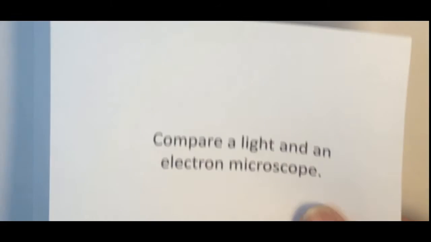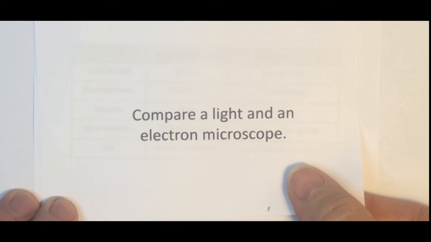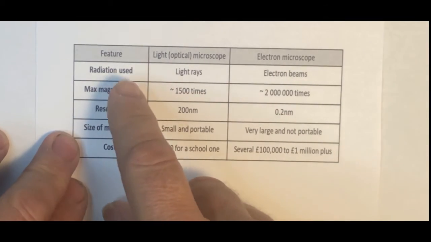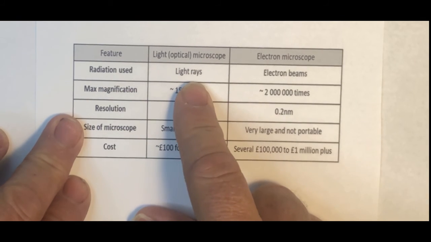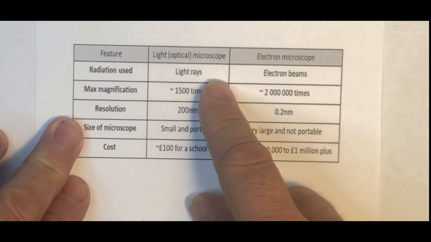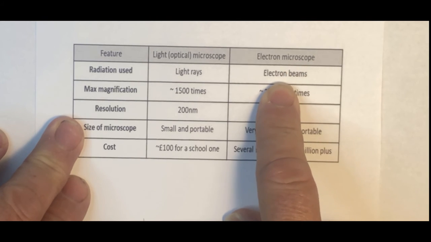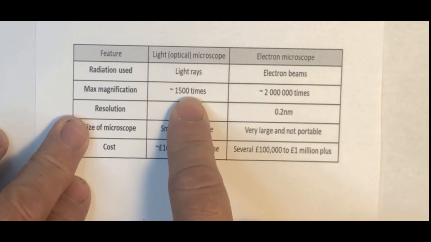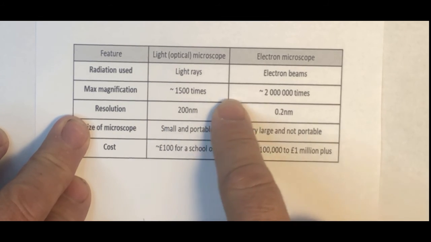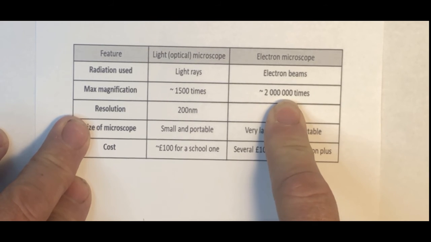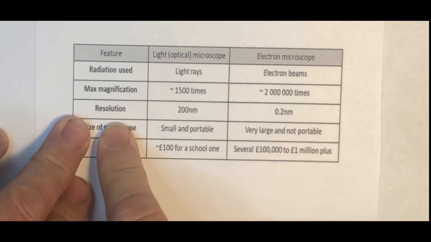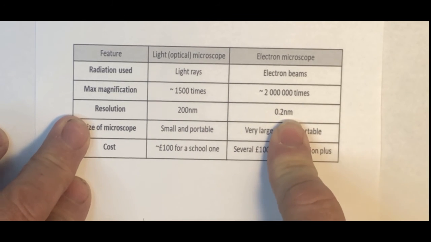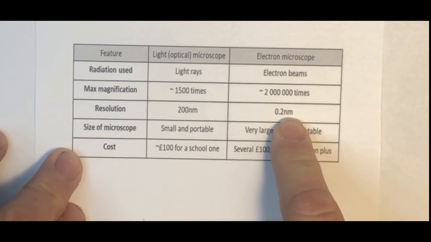The question: compare a light and an electron microscope. To answer that question, you will say the radiation used in a light microscope is light rays. The radiation used in an electron microscope is electron beams. The maximum magnification of a light microscope is about 1,500 times, and an electron microscope is about 2 million times larger. The resolution is 200 nanometers in a light microscope and 0.2 nanometers in an electron microscope.